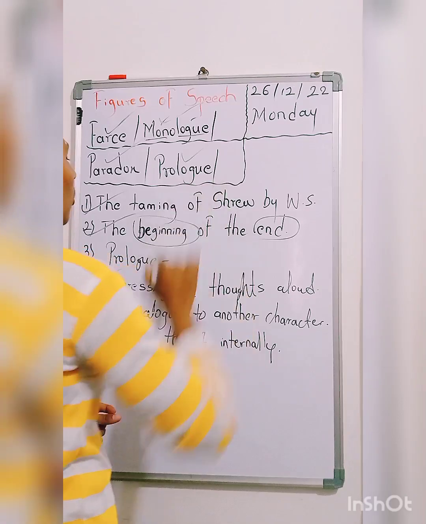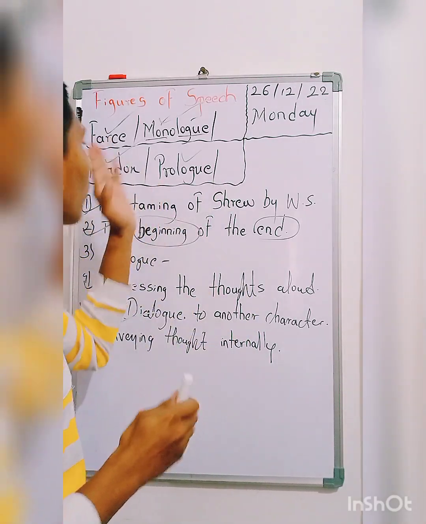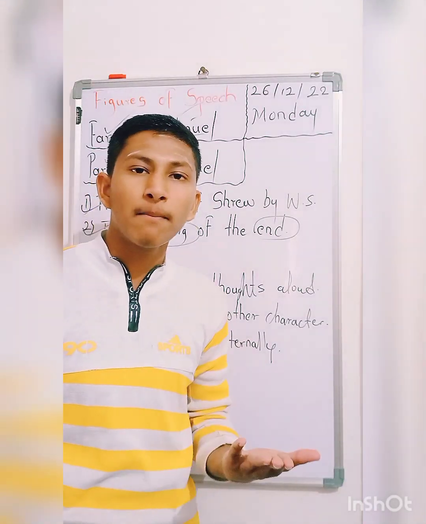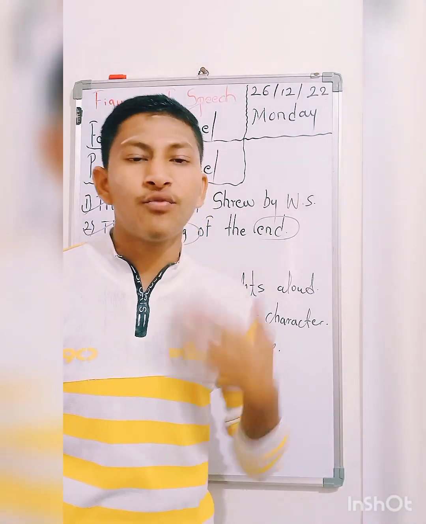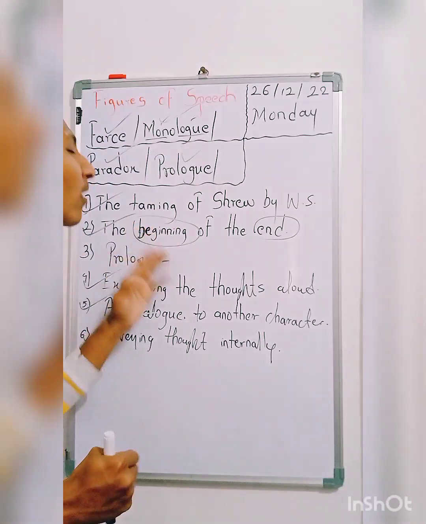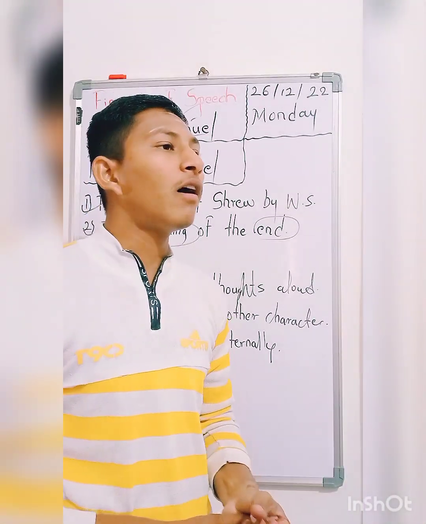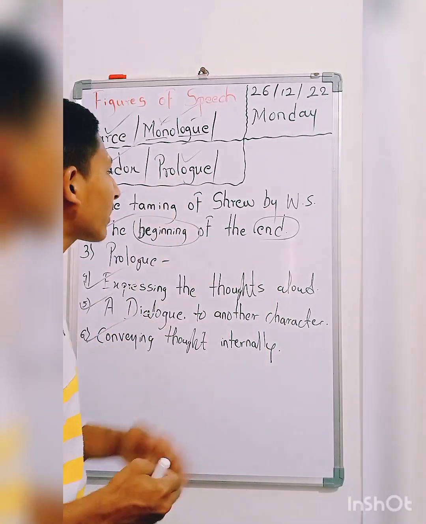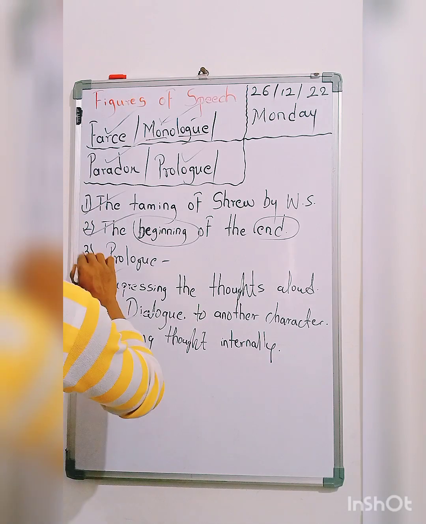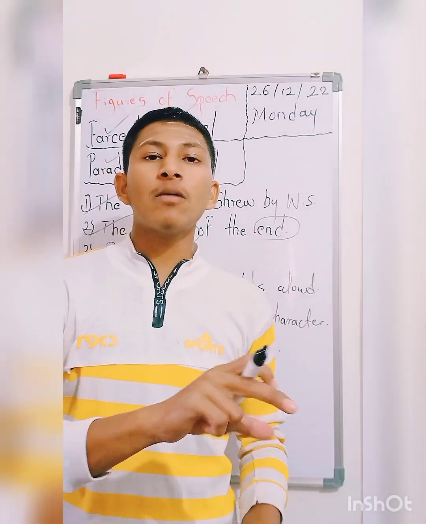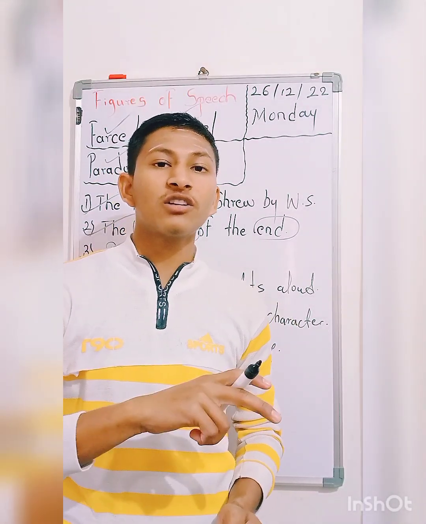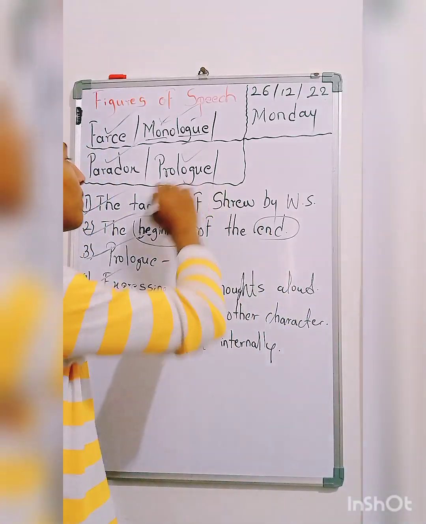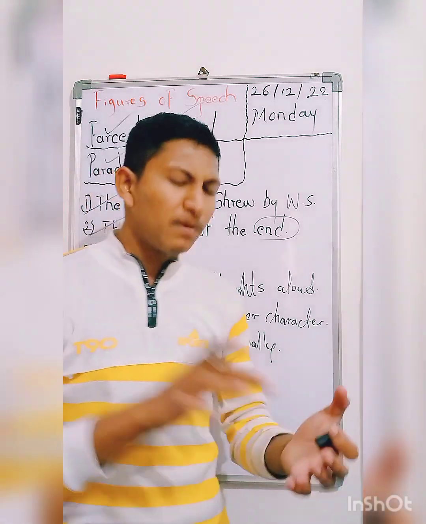Next is prologue. Prologue is nothing but an introduction, preamble, preface or foreword, especially the introduction of a particular piece of writing. The best example of a prologue is the preamble of the Indian Constitution, the introduction of the Indian Constitution. Prologue is a piece of writing.